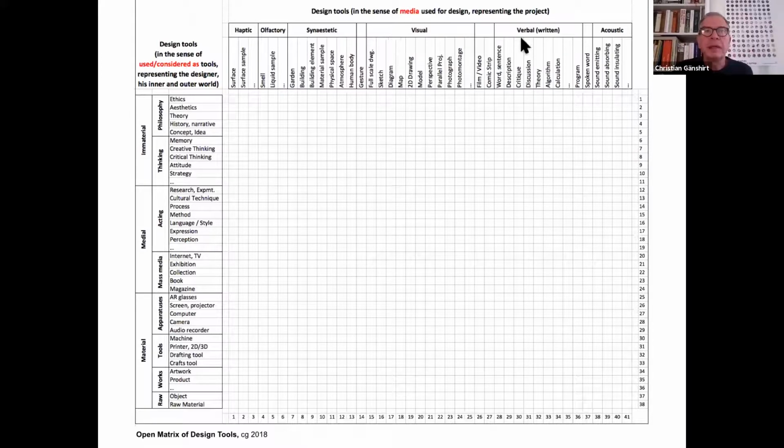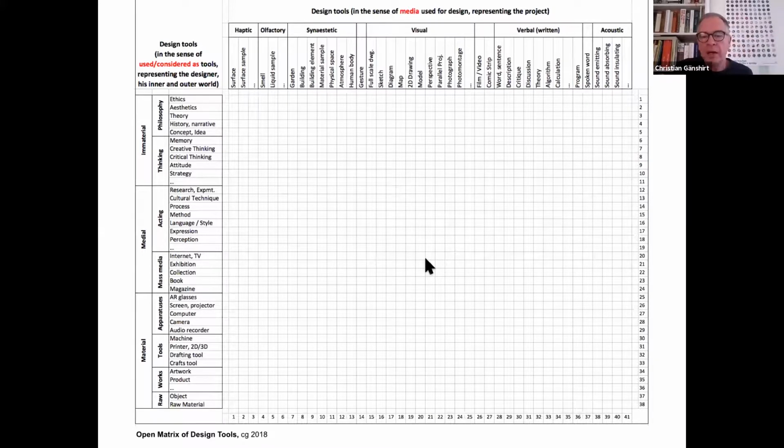But all these media can be used in very different ways. So there's the other part of the matrix, putting all these possibilities of tools to use the media. And if we start combining those, we get hundreds of possibilities. So for example, a diagram can be used in terms of ethics or aesthetics or theory or strategy or perception, or it can be used with a computer and so on. So this opens a map of all possibilities of design.